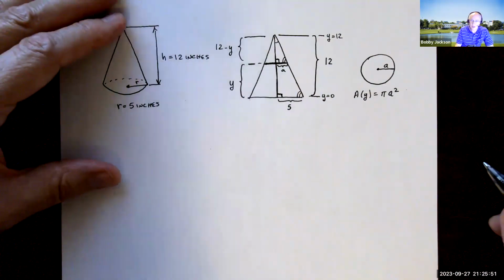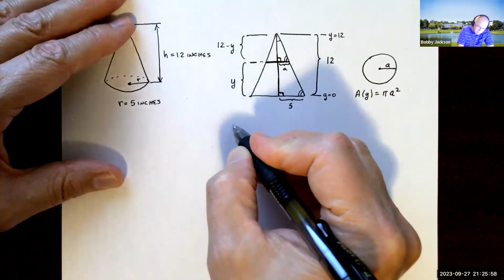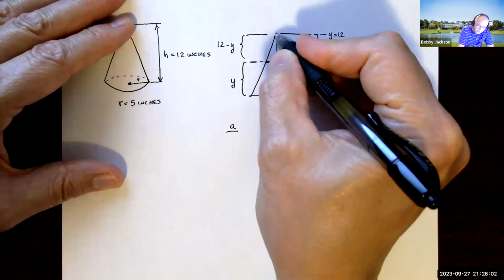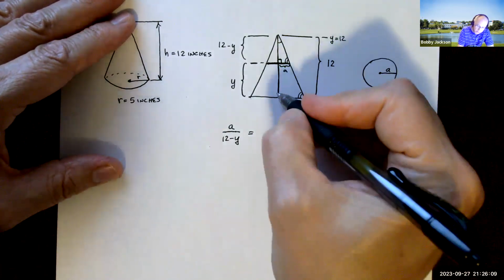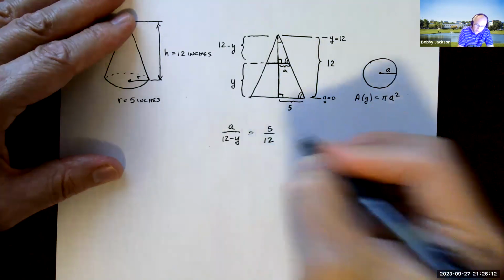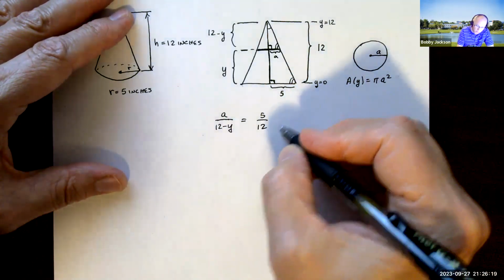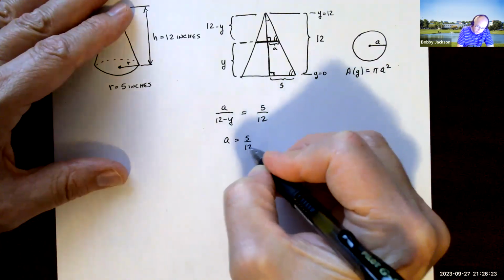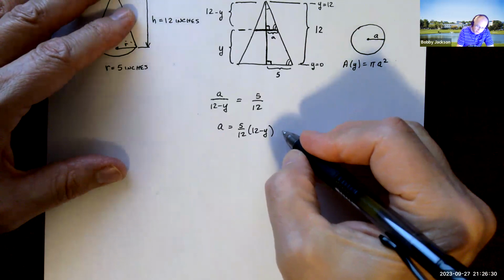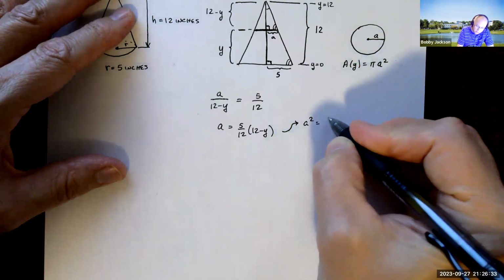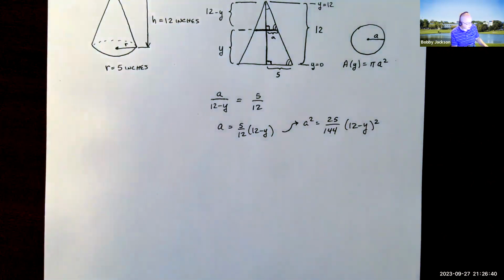And so from the fact that we know these two triangles are similar, we can say for the small triangle, its base A to its height, which we just found to be 12 minus Y, that ratio is equal to the big triangle's base 5 to its height 12. And so we have this proportion that we can solve. I'll just multiply both sides by 12 minus Y, and I get that A is 5/12 times (12 minus Y). And then I want to square A. What is A squared going to be? That's going to be 25 over 144 times (12 minus Y) squared, if I square that out.